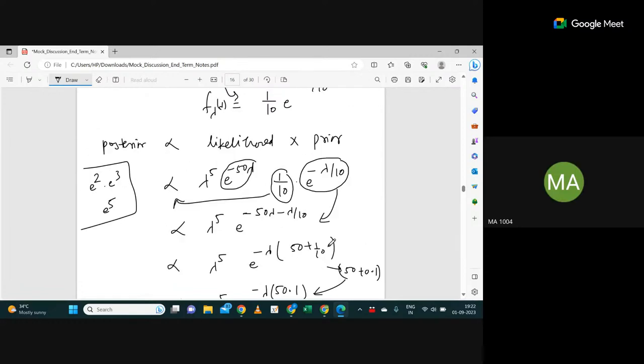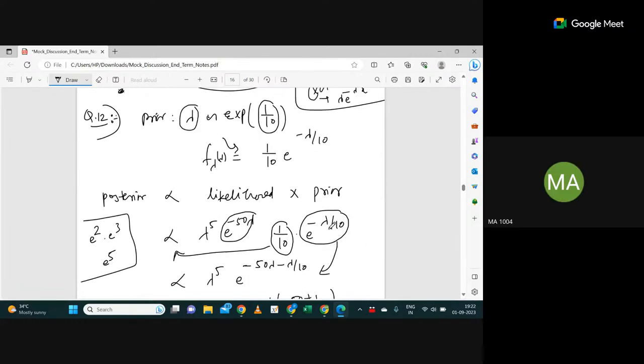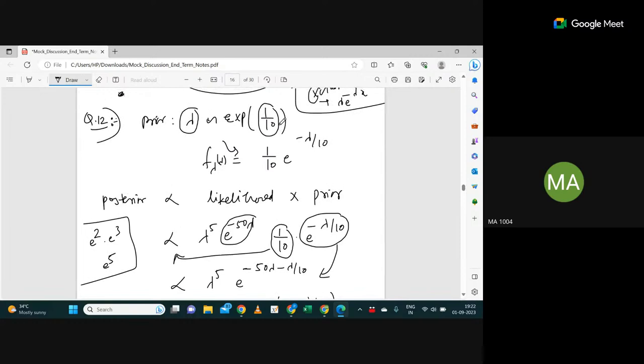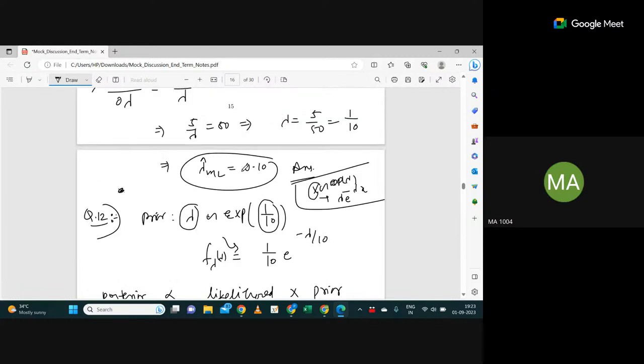Lambda in place of 1 by 10? No, why? Because 1 by 10 is given to us directly, right? See, prior is about lambda. And lambda is previously calculated as 1 by 10, right? So that's a different question. Here we have calculated the estimate of lambda with the maximum likelihood estimate method.